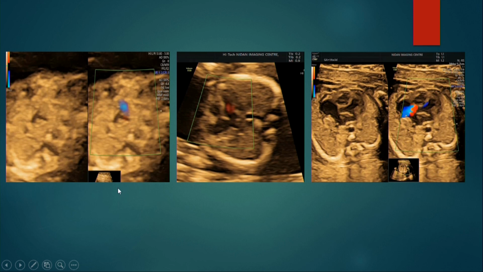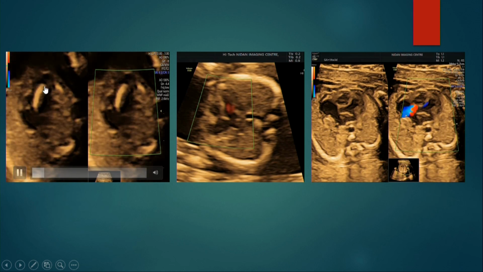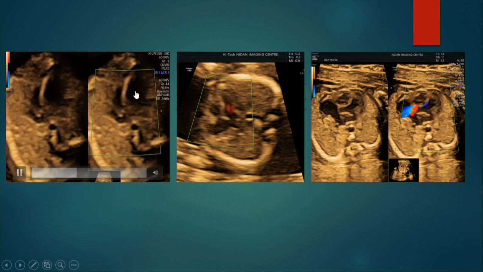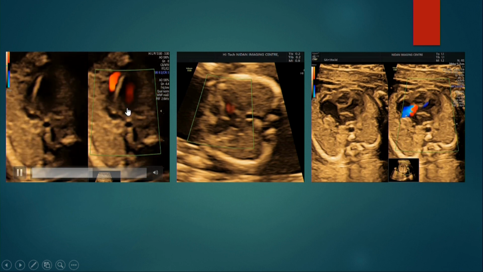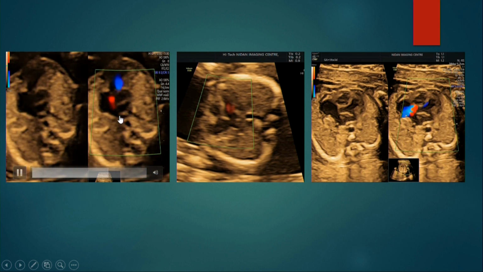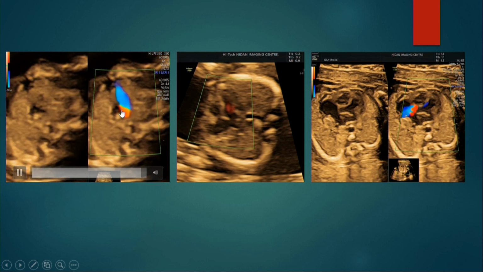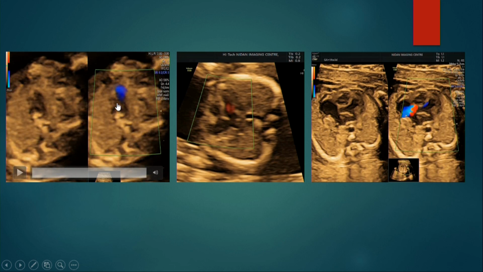These are a few cases you can diagnose at the NT scan. Here you can see this is the left ventricle, which appears globular, hypokinetic with minimal flow in the left ventricle. Look at the outflow tract. This is the aorta, which is showing a retrograde flow. It's aortic atresia leading to HLHS.